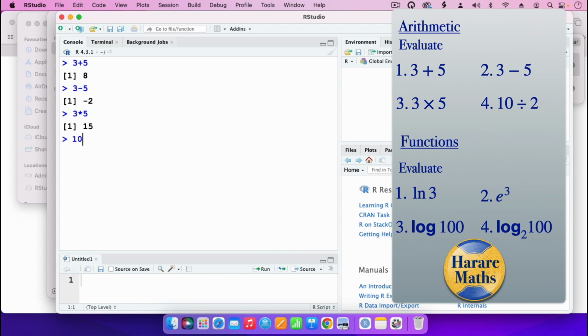For the fourth one, we are having 10 divided by 2, so it's 10. Press the division sign on the num lock, so it's divided by 2, and press enter. So we have the solution there is a 5. I now move on to look at some basic functions there.